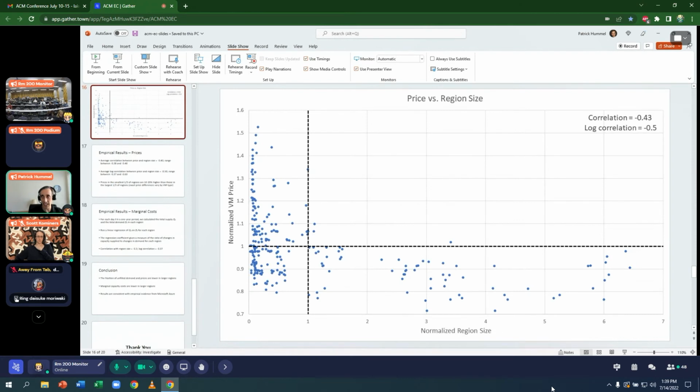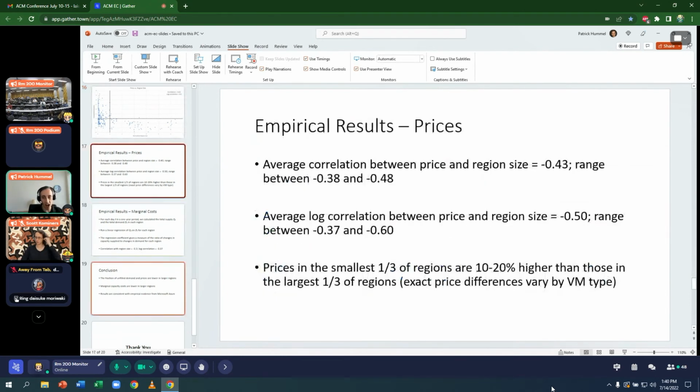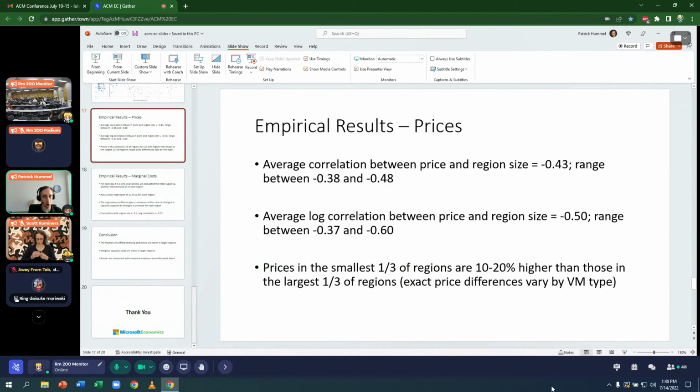And then in this slide, we've depicted the relationship between normalized VM price, which we define as the ratio between the price for that VM in a particular region relative to the average price for that VM in all Azure regions, versus normalized region size, which we define as the size of a region for that VM in a particular region relative to the average region size for that VM type over all Azure regions. And in the graph, you'll see a clear negative relationship between price and region size. On average, we found a correlation of -0.43 and a log correlation of -0.5.